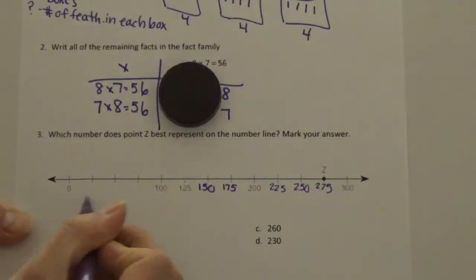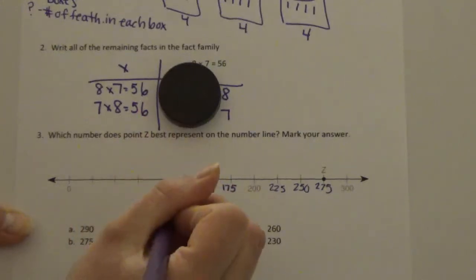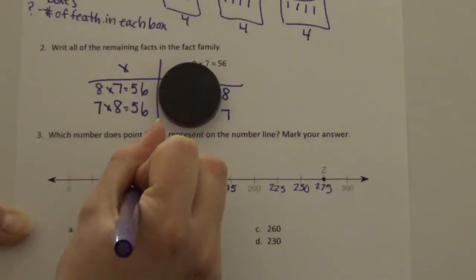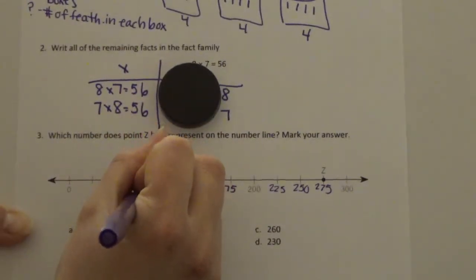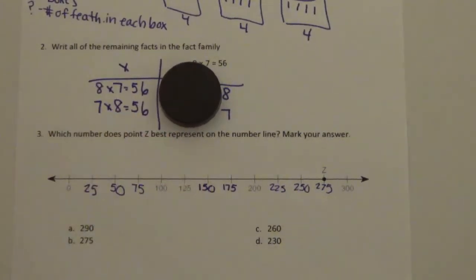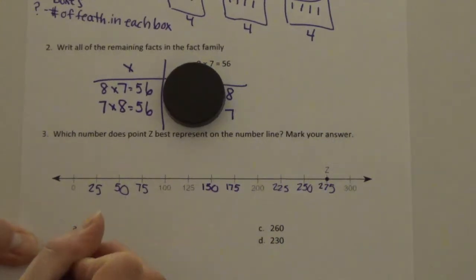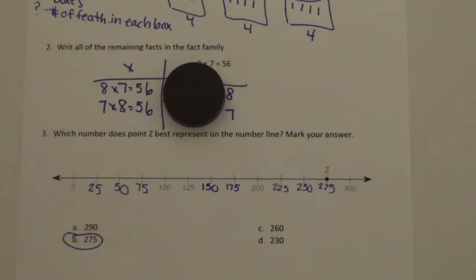But I also need to label these numbers that came before, and in order to do that, I have to subtract 25. So 25 less than 100 is 75, 50, 25, and then 0. So going back to that question, what does point Z represent? Well, we just figured it out by labeling our number line. Point Z represents B, 275. Awesome. Now we're going to go to the next page.